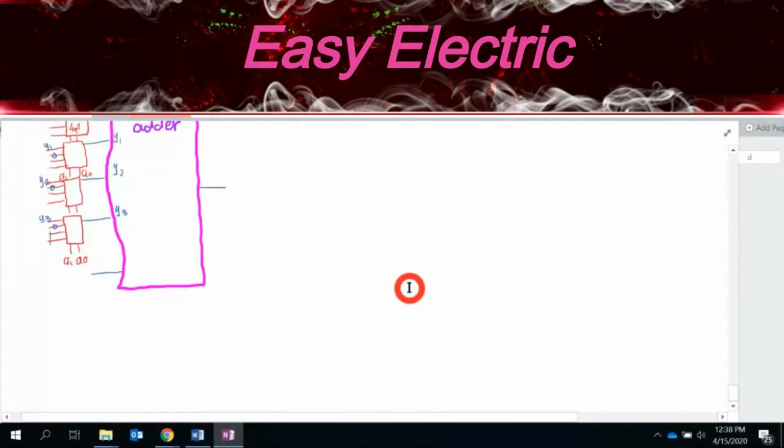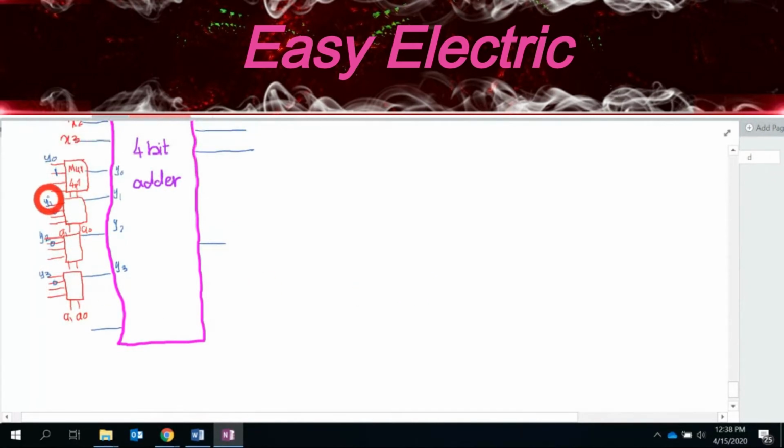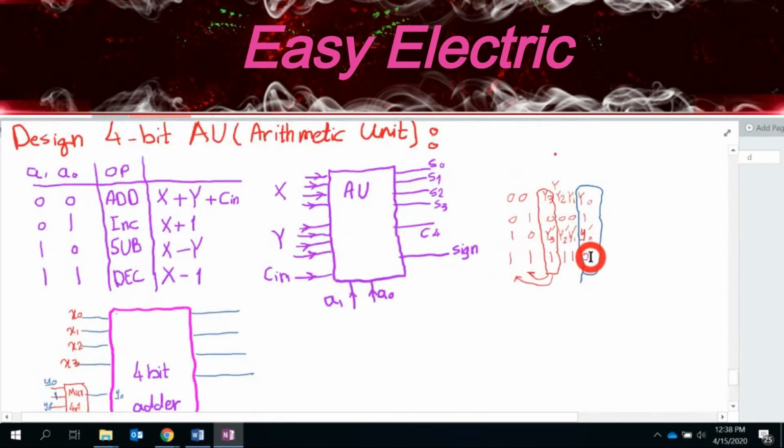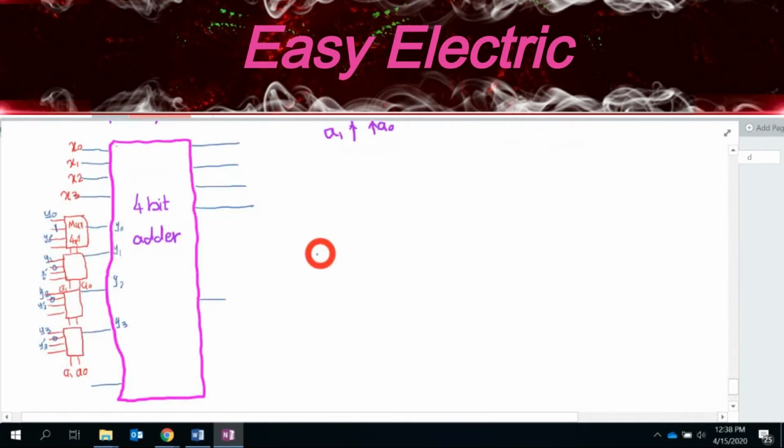So for the third one, you should have y0 prime, this should be y1 prime, this should be y2 prime, and this should be y3 prime. Okay? And finally, the last one, whenever it is 1, 1, it should be just 1. y0 should be 0, the rest should be 1. So it should be connected to the 0. This should be 1, this should be 1, and this should be 1. Okay?